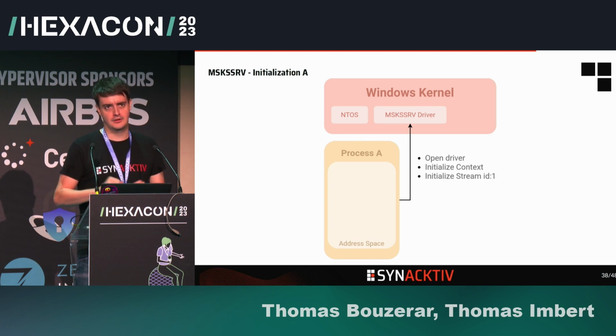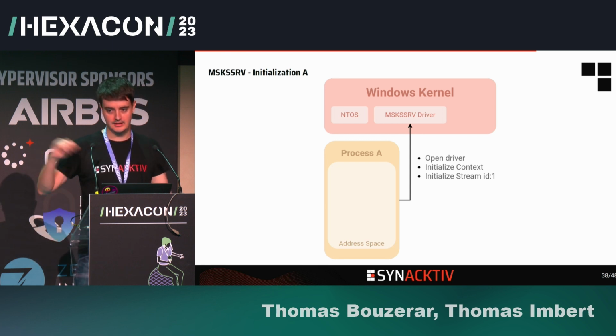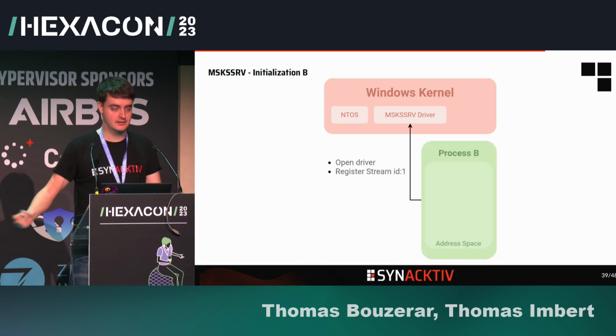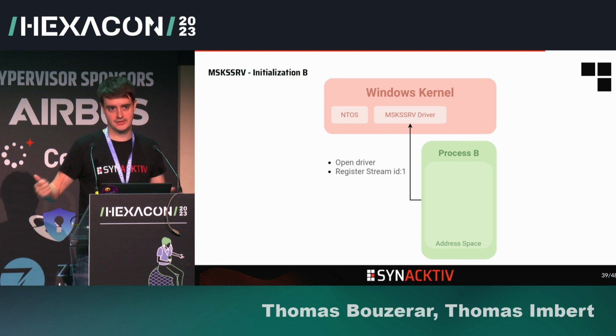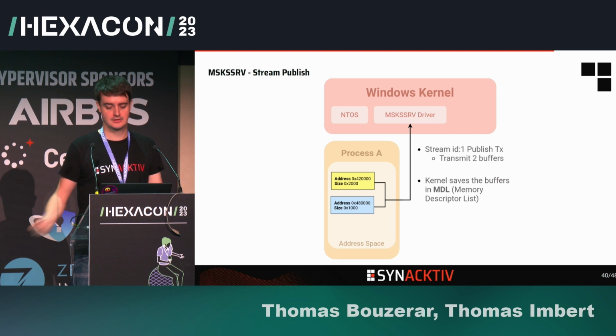I will talk about how it works internally, for you to better understand the driver and then the bug. Let's imagine we have one process A that wants to share data with process B. It will open the driver, which loads the driver, and then initialize some global context using an IOCTL, and initialize the stream with an ID 1. Then process B can do the same: open the driver and register to stream ID 1. Only one process can register to a stream, so it only works between two processes. Then they can start sharing data using another IOCTL.